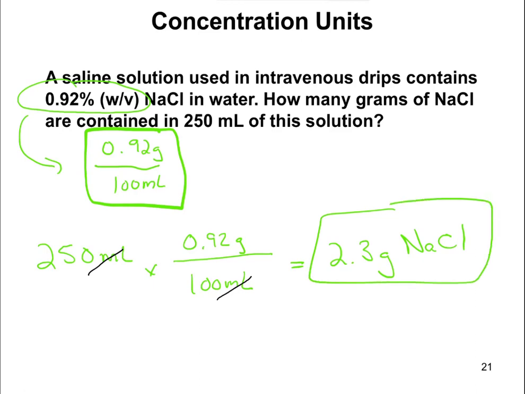And sometimes, if you know the definitions, you should be able to almost estimate this in your brain. 0.92 grams per 100 milliliters is close to 1 gram in 100 milliliters. So that means there'll be 2 grams in 200 milliliters or 2.5 grams in 250 milliliters. And then it should just be slightly lower than that, which is what our answer is. So again, this can work out doing the dimensional analysis that we practiced back in previous chapters.